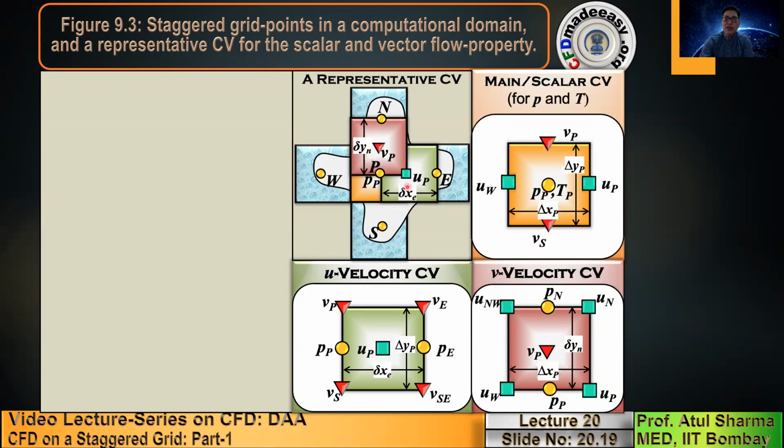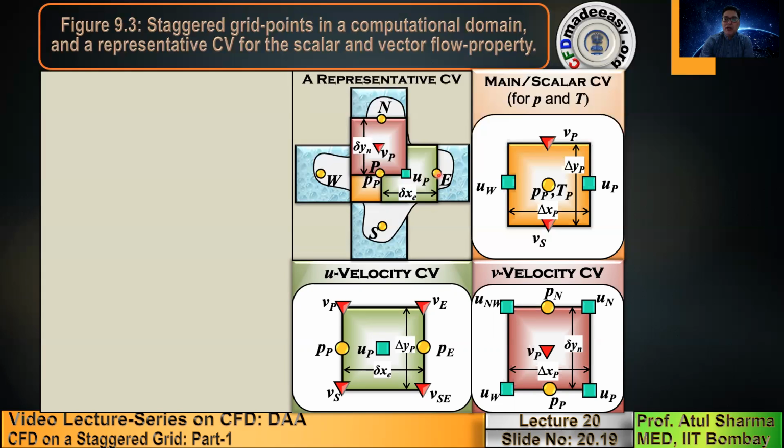The details are presented in my previous lecture. So note that we don't want to use different running indices not only for flow properties but also for the geometrical parameters. So the width of this control volume UE, the width in the X direction, is the distance between the yellow circle capital E and capital P.